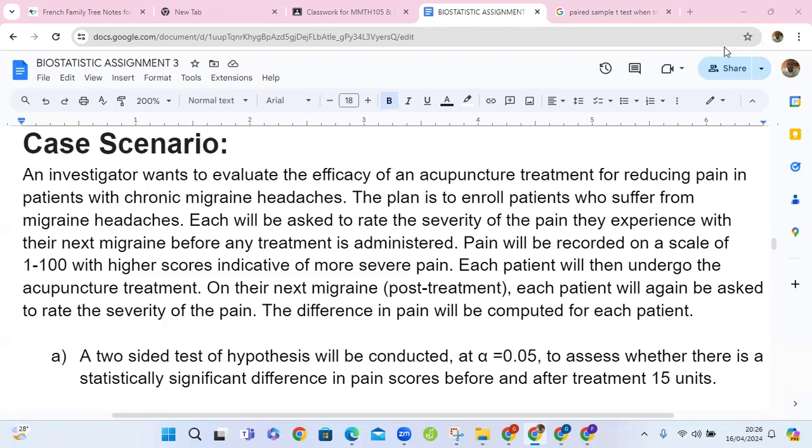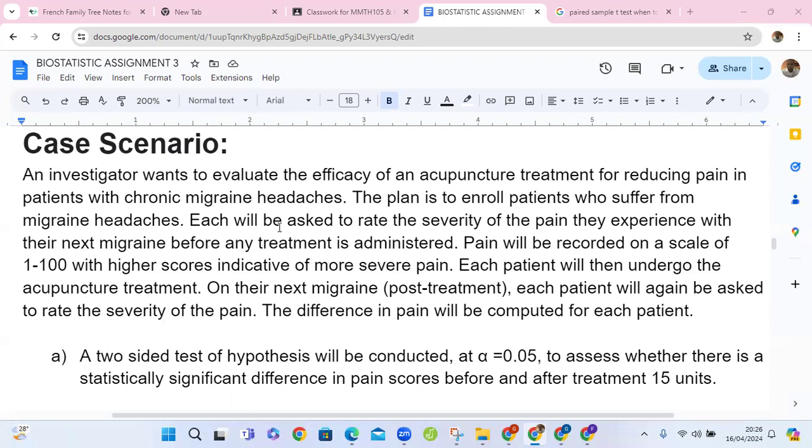So here we are going to discuss a case scenario. It says an investigator wants to evaluate the efficacy of an acupuncture treatment for reducing pain in patients with chronic migraine headaches. The plan is to enroll patients who suffer from migraine headaches. Each will be asked to rate the severity of the pain they experience with their next migraine before any treatment is administered. So you can actually sense the sequence of time before administering the treatment. Now, pain will be recorded on a scale of 1 to 100, with higher scores indicative of more severe pain.